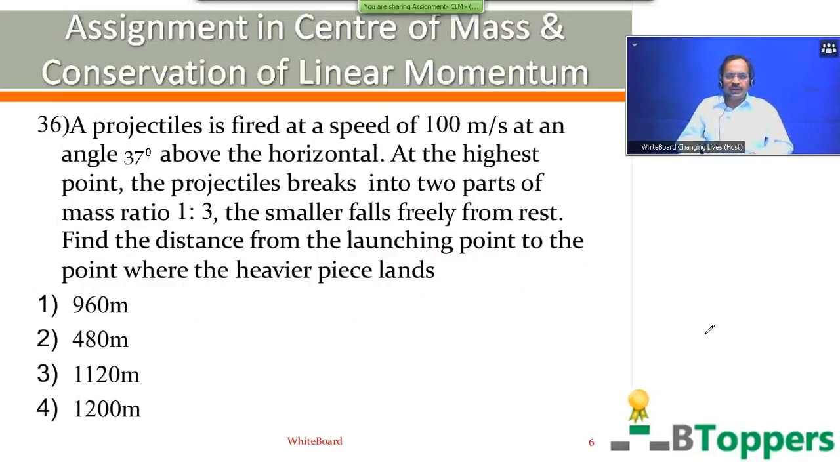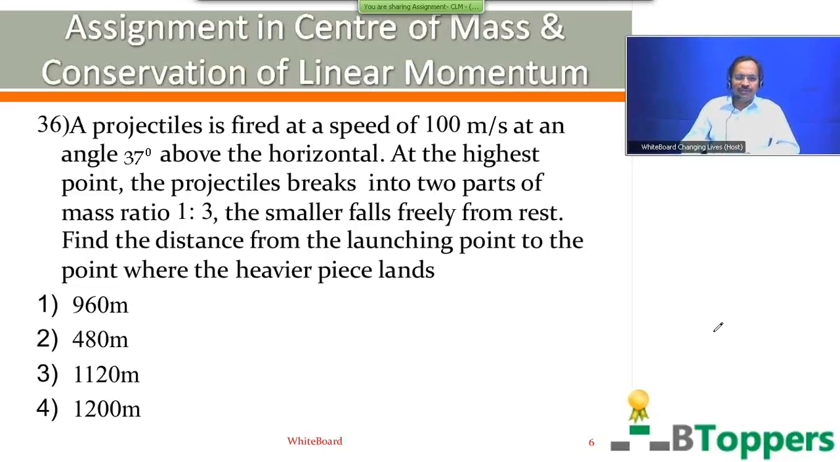So look at the next question, question number 36. A projectile is fired at a speed of 100 meters per second at an angle of 37 degrees above the horizontal. At the highest point, the projectile breaks into two parts of mass ratio 1:3. The smaller part falls freely from rest. Find the distance from the launching point to the point where the heavier piece lands.